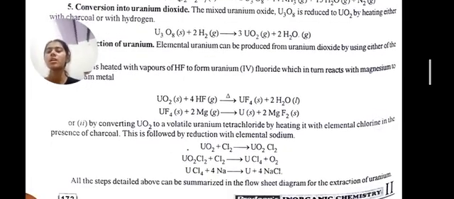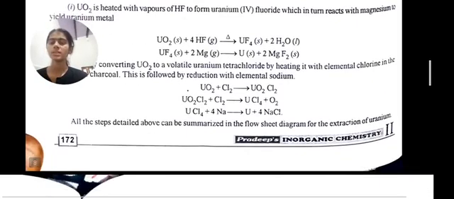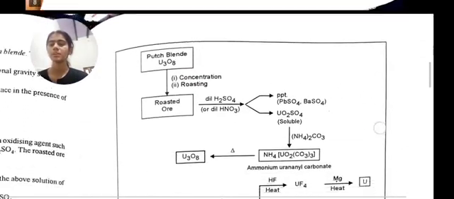And the second method is by converting UO2 to a volatile uranium tetrachloride by heating it with elemental chlorine in the presence of charcoal. This is followed by the reduction with elemental sodium. All the steps detailed above can be summarized in the flow sheet diagram for the extraction of uranium.